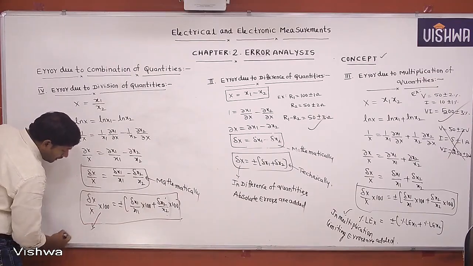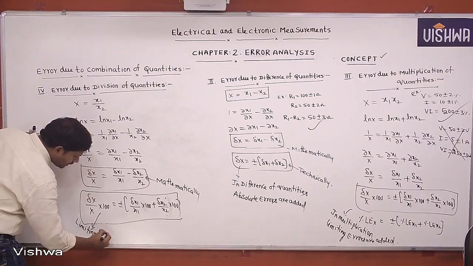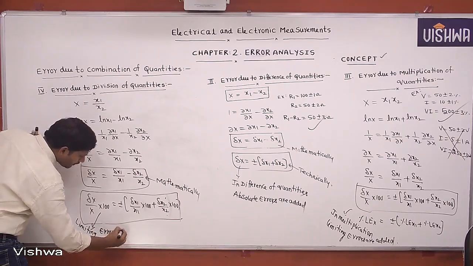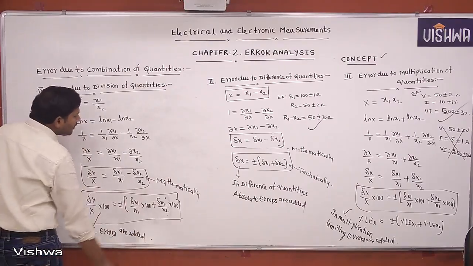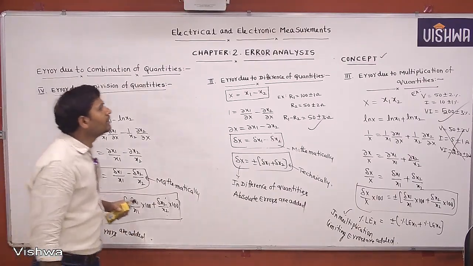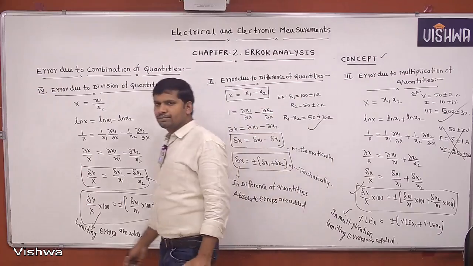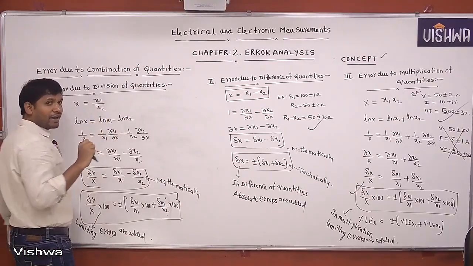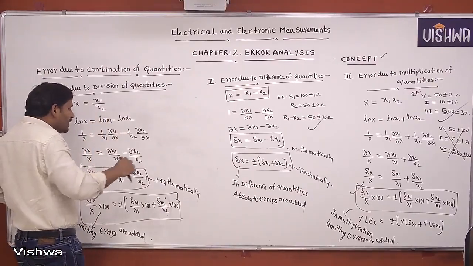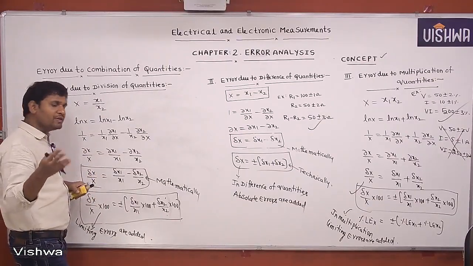Therefore, limiting errors are added. In division of quantities also, limiting errors are added directly. That is, the resultant limiting error equals the sum of the individual limiting errors in division of quantities. In multiplication also, the resultant limiting error equals the sum of the individual limiting errors. Don't take negative. Mathematics is telling that there is some error in x1, there is some error in x2, but in the measurement of x the error is reducing. That means error reducing is meaningless. As the number of processes increases, the error increases. That's why we take it so.